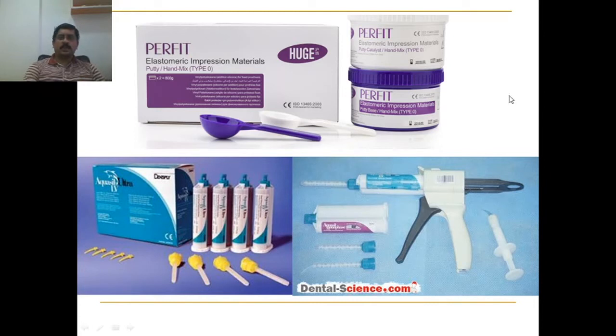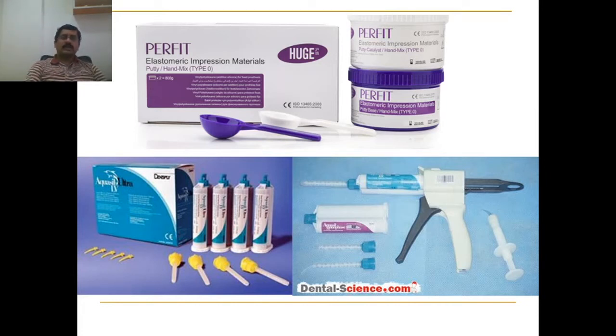Here, in the first picture, you can see the putty material, which is available in two different containers, from which we have to take some from each according to the manufacturer's instructions and blend it properly with our hand. And this was the final impression that we made earlier. We made it using a spatula and a mixing pad because it was available in two different pastes.